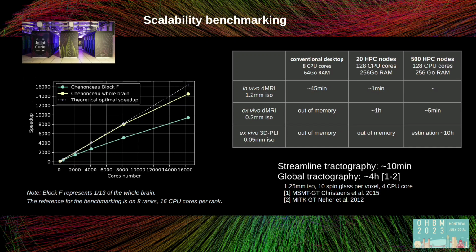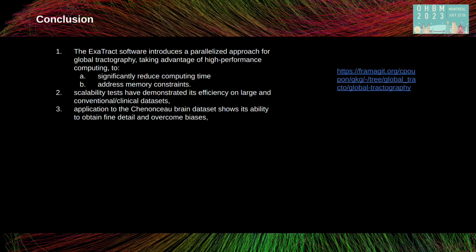In conclusion, the Exatract software introduced a highly parallelized approach for global tractography. We took advantage of high-performance computing facilities to significantly reduce computing time and address memory constraints. Scalability tests have demonstrated its efficiency on large datasets, while the application of Exatract to the Chenonceau brain dataset shows its ability to obtain fine detail and overcome some biases.